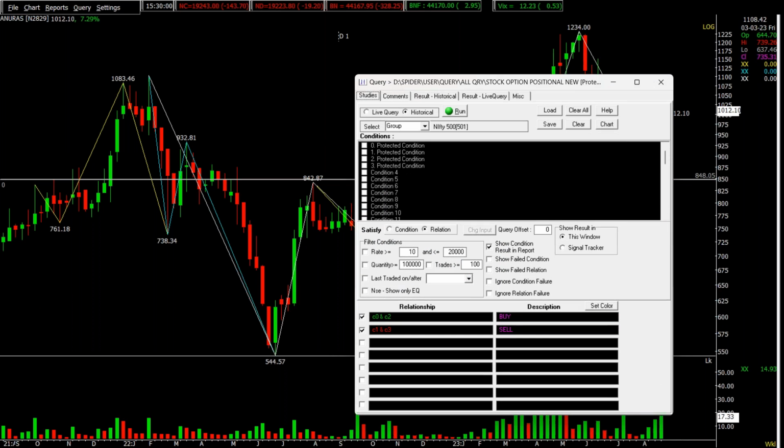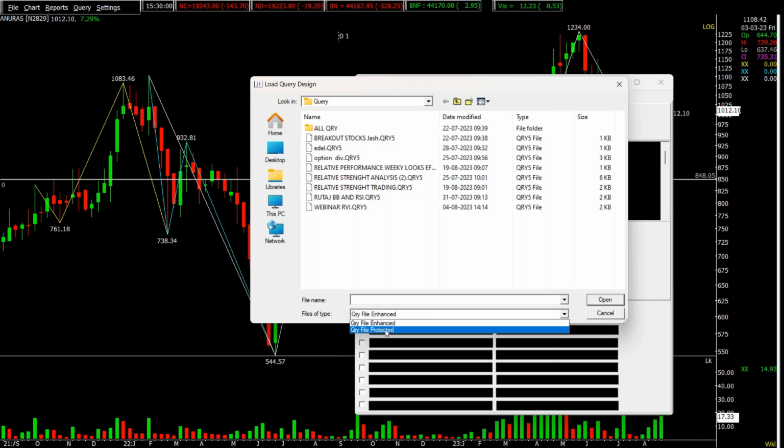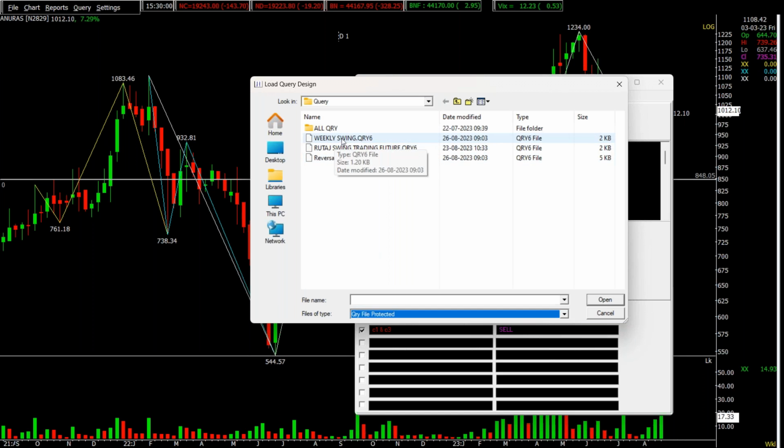So in technical query, we can create any type of scanner, as you already know. I've already created the scanner. I'll go to load, go to query file protected, and I have this query over here of weekly swing. I'll double click on the scanner.